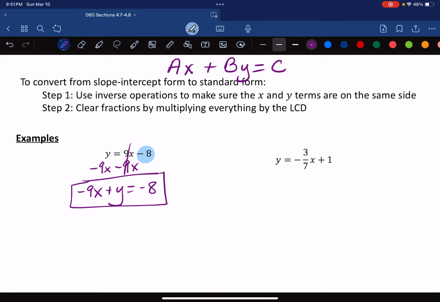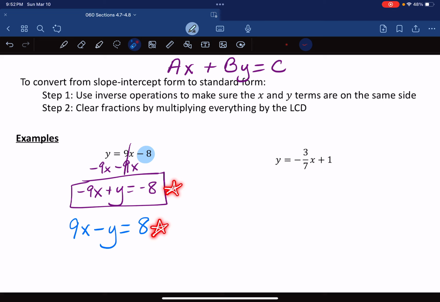Some people like to go a step further and make sure that the x value is positive. If that is something you're interested in doing, you could multiply everything by -1 and write an equivalent equation, giving you a positive a value. They are equivalent. This first one is just as much standard form as the second one is. They're just equivalent versions of standard form.